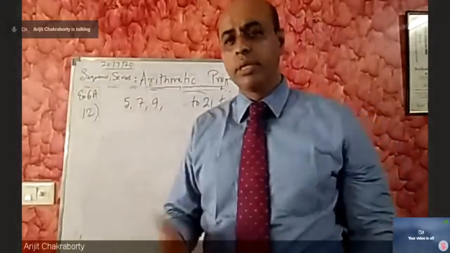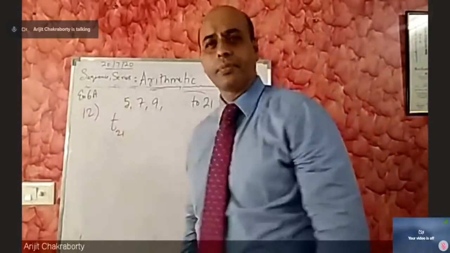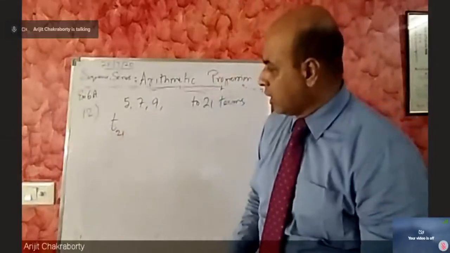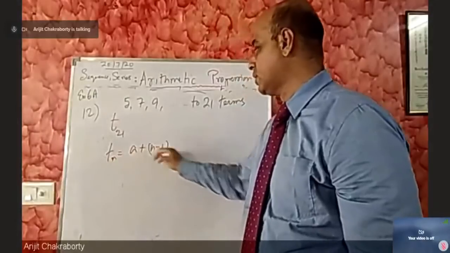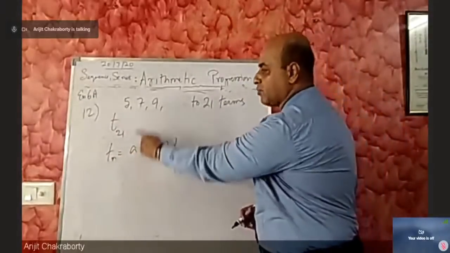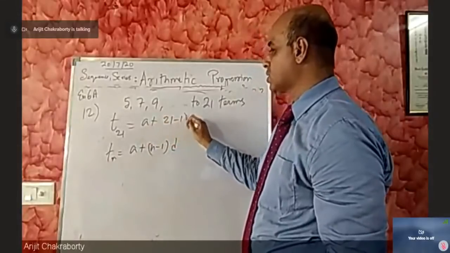Okay. Last term means what? Since there are 21 terms, it will be T21. We know the formula of Tn is equal to a plus n minus 1 into d. So the formula for T21 will be how much? A plus 21 minus 1 into d.